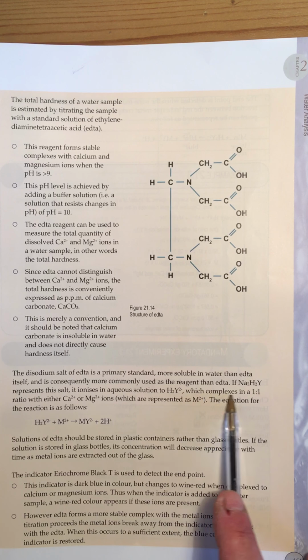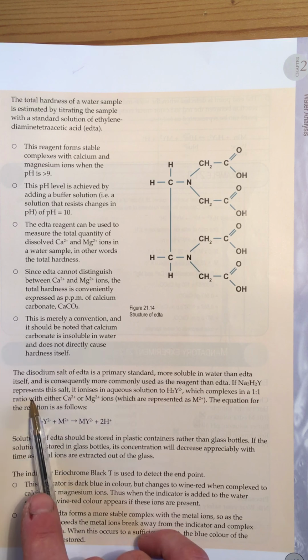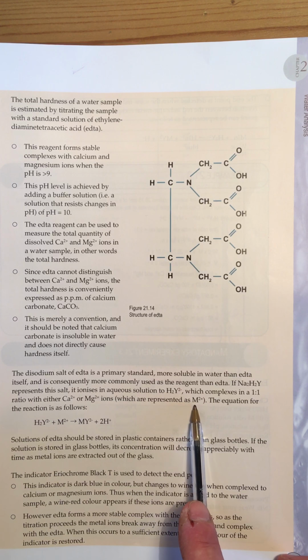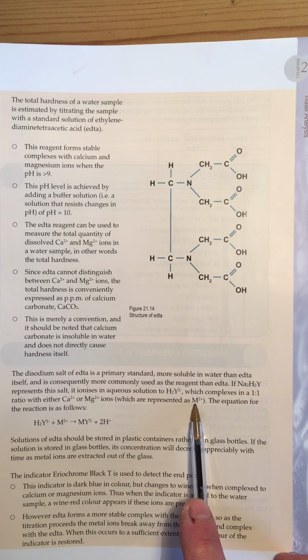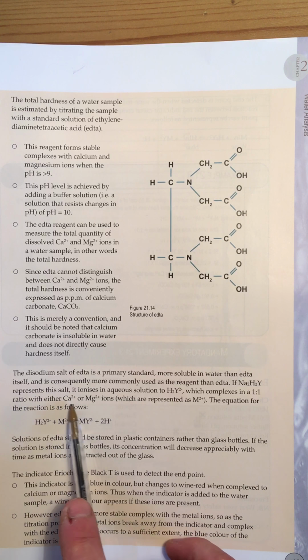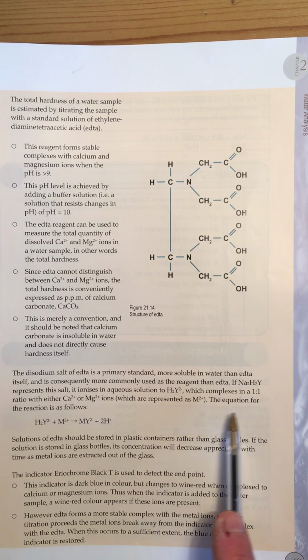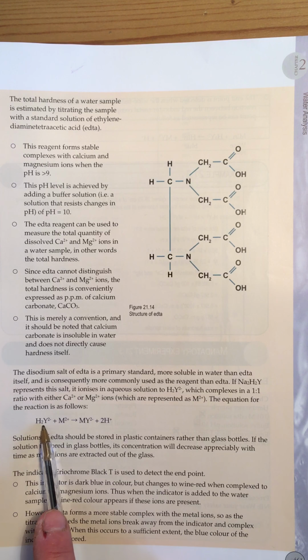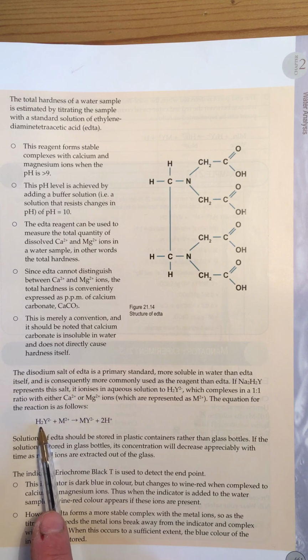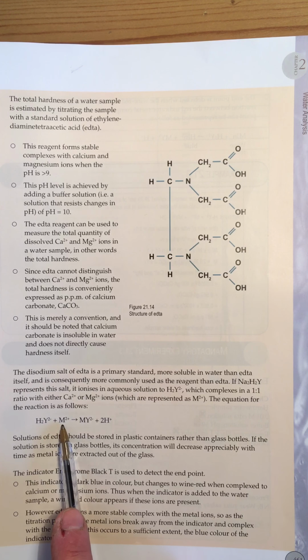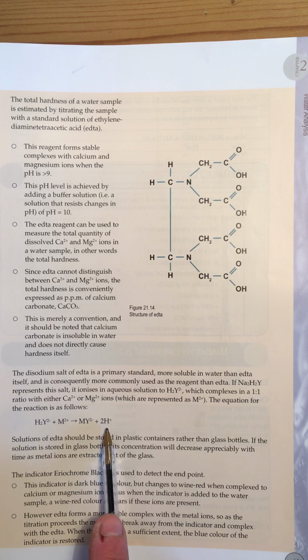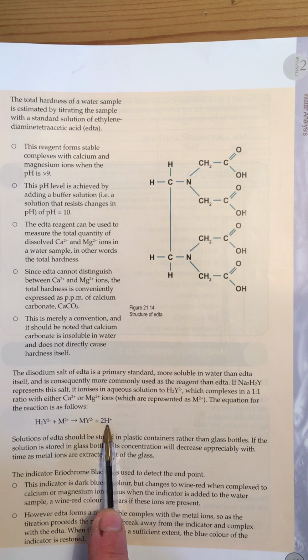And that complexes in a 1-to-1 ratio with either calcium or magnesium ions, which are represented as M2+. M for metal. In this case, the metals of interest are calcium and magnesium. The equation for the reaction is the disodium salt. One of them reacts with one of these ions to give this. So that's your metal complex, and hydrogen ions are released.